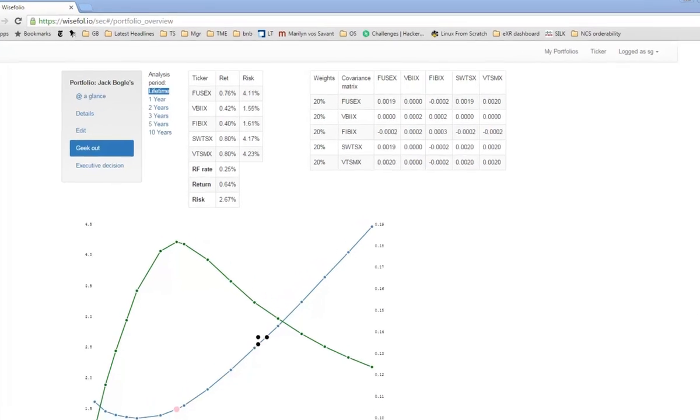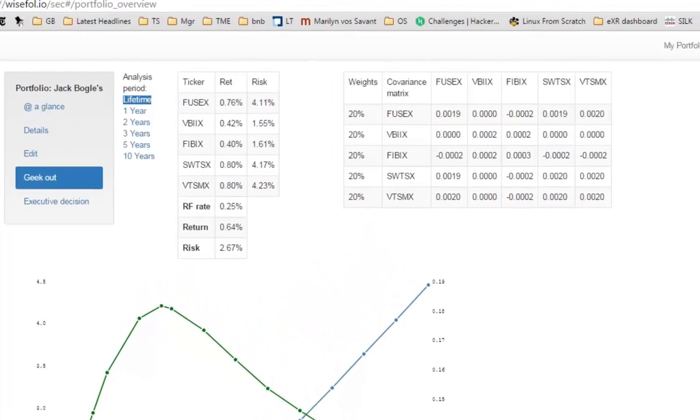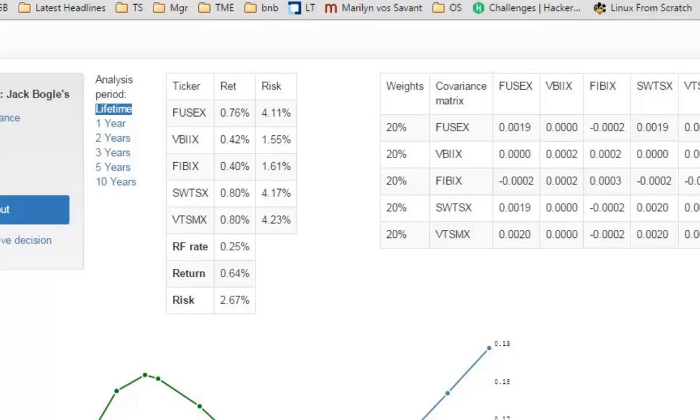First, I will draw your attention to the summary of the portfolio on the top. You get a summary of average monthly returns for each ticker in your portfolio per time horizon. I'm currently highlighting the lifetime time horizon. So for example, Fusex brings in 0.76% monthly return over lifetime. That is around 9% annual return.